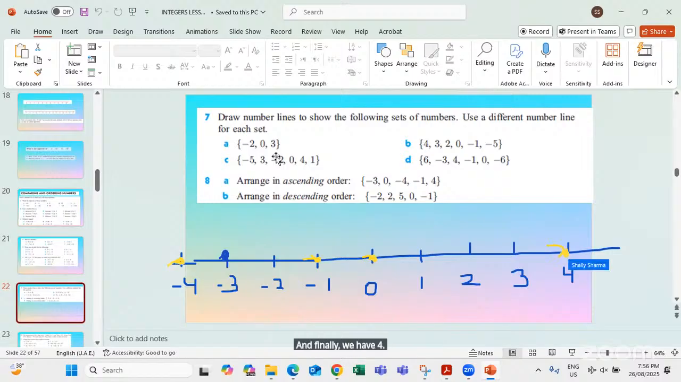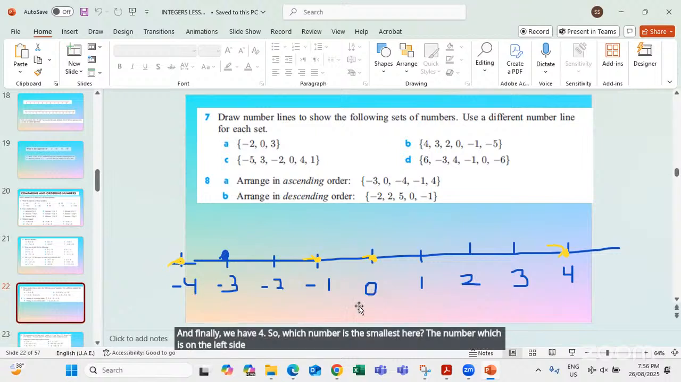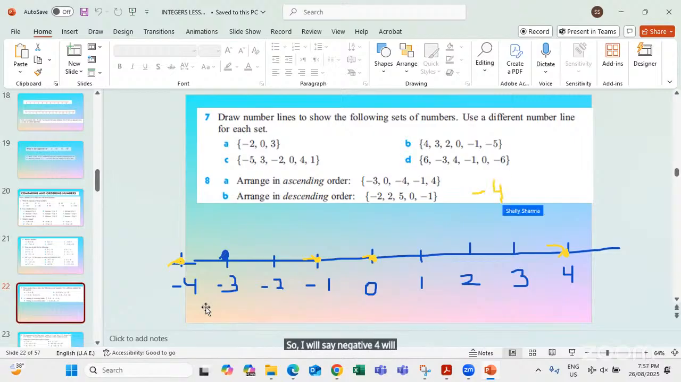So which number is the smallest here? The number which is on the left side and farthest from 0. So that is -4 as per this question. So I will say -4 will come first, comma. Then we have -3. Then we have -1. Then we have 0. And then we have 4. So this is the way we can arrange these numbers in ascending order.